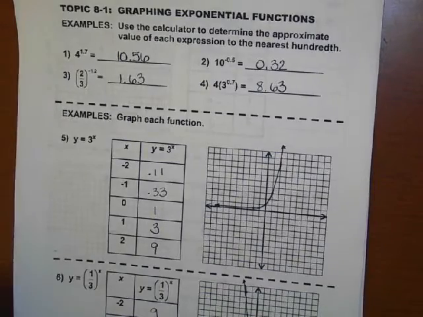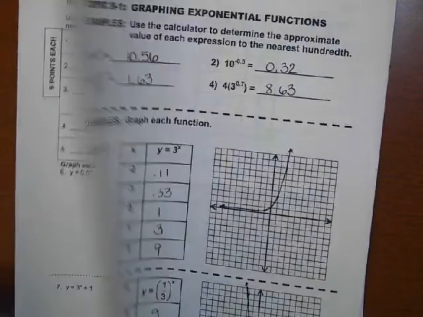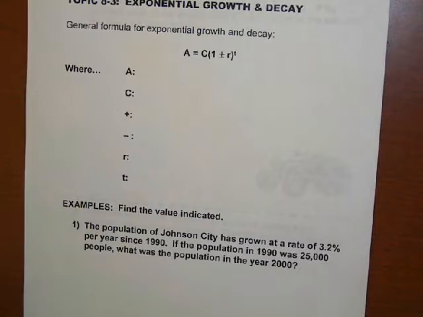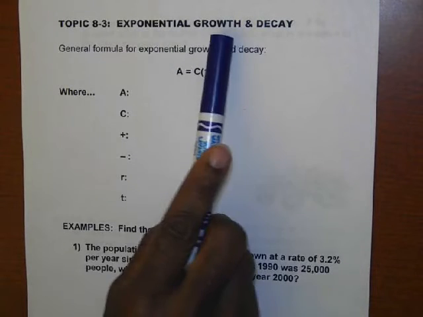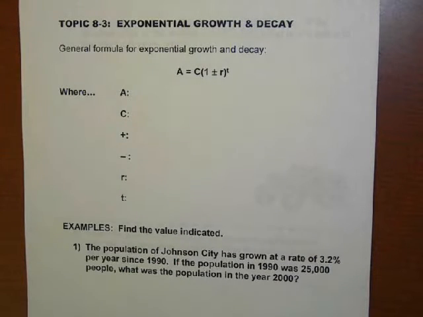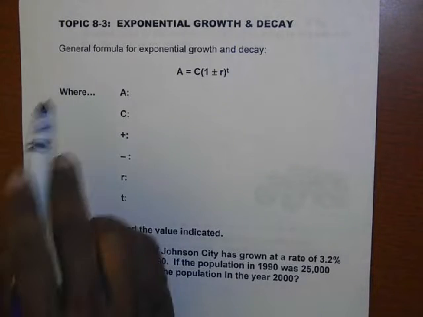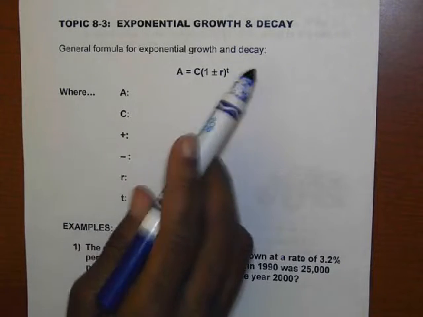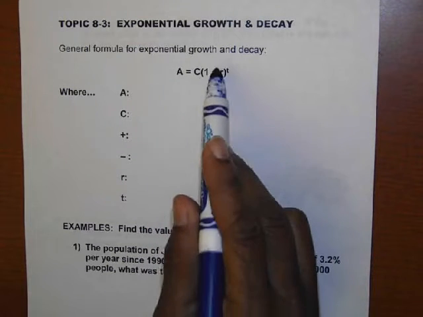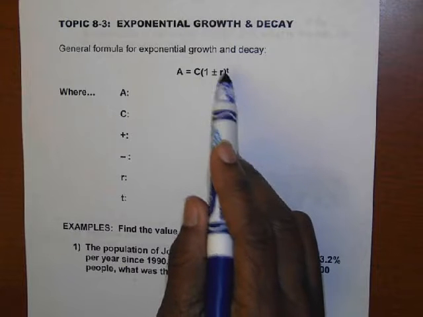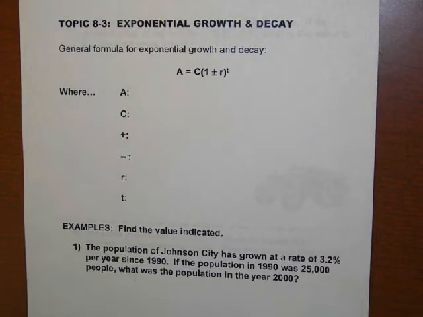Okay? Now that you've practiced putting it in the Inspire, now we're going to talk about how this is used in the real world. Okay? So, exponential growth and decay. You may have talked about this in your science classes a little. The general formula for exponential growth and decay: A equals C times the quantity of 1 plus or minus r, quantity to the power of t. What the heck does that mean?